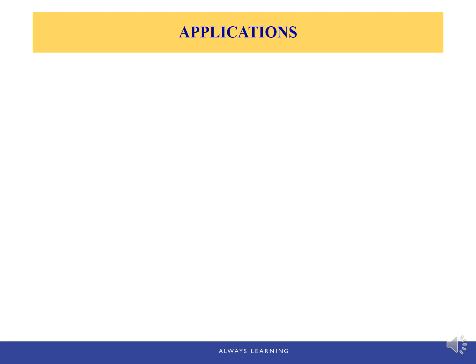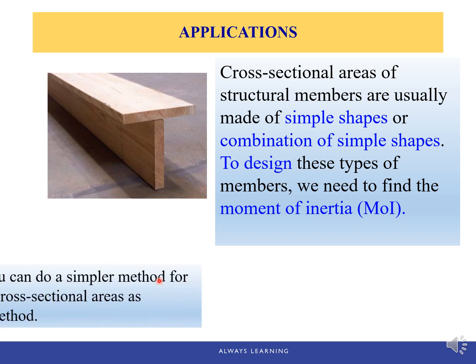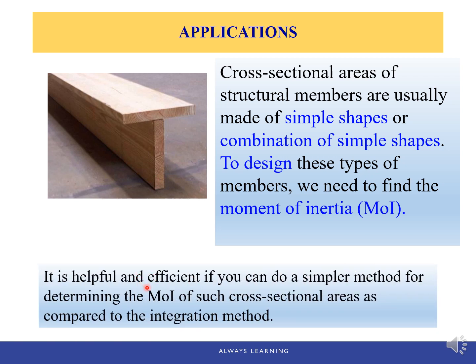So what is the purpose of defining this parallel axis theorem? Where can we apply it? Well, cross-sectional areas of structural members are usually made of simpler shapes or combinations of simpler shapes. Like this T-beam, we have two rectangular shapes, one horizontal, one vertical. To design these types of members, it is required that we define the moment of inertia, and then we can figure out the stress distribution over the cross-sectional area. So it is helpful and efficient if we can use a simpler method to determine the moment of inertia compared to the integration method.